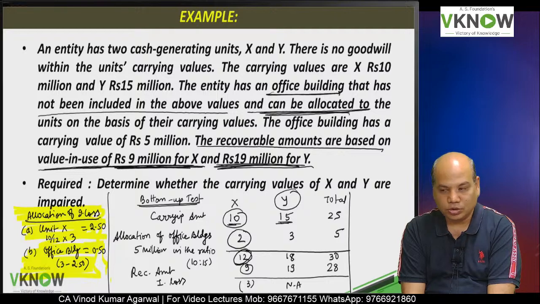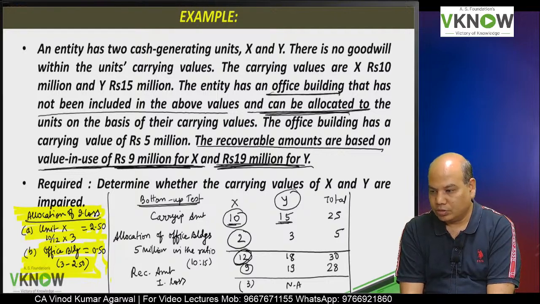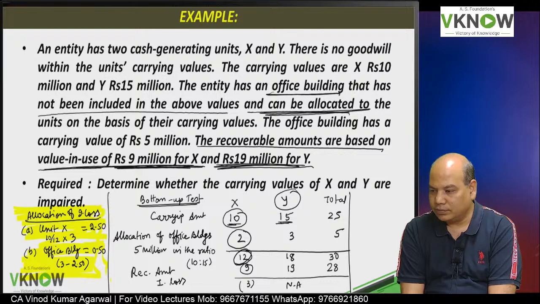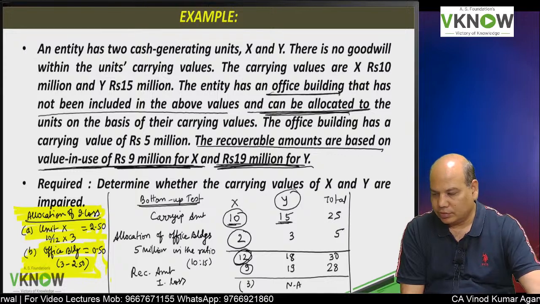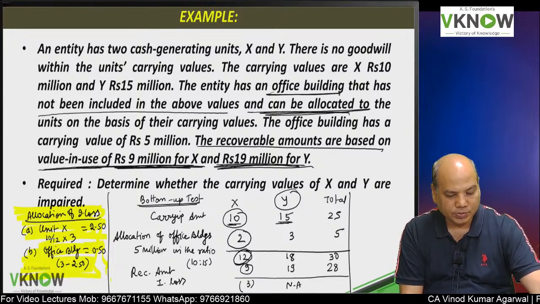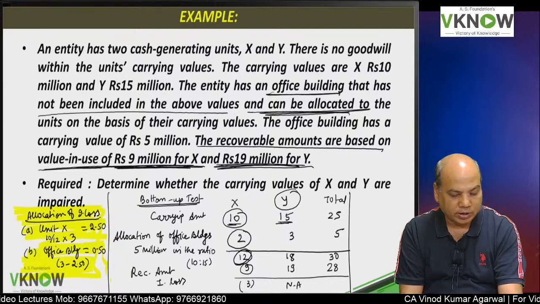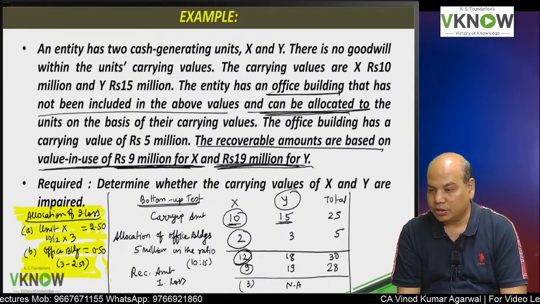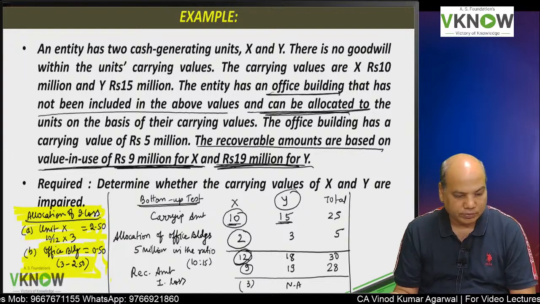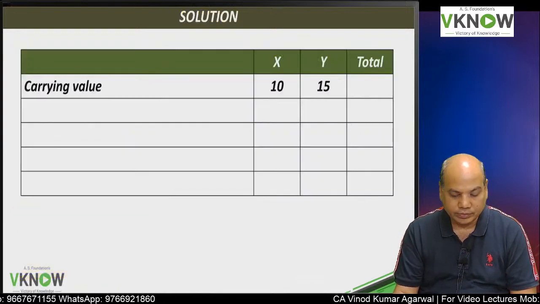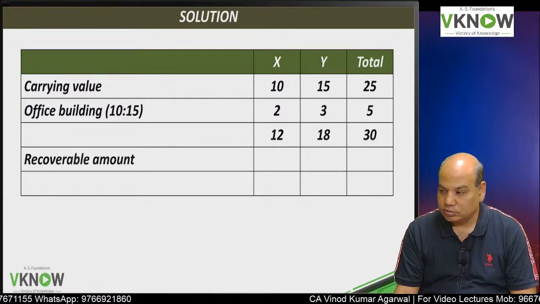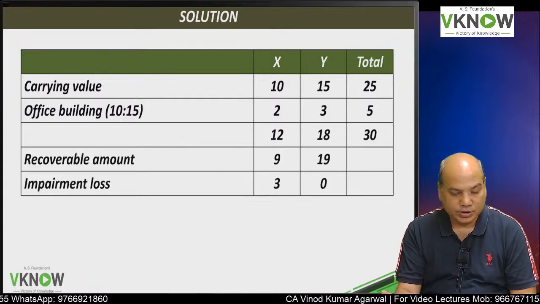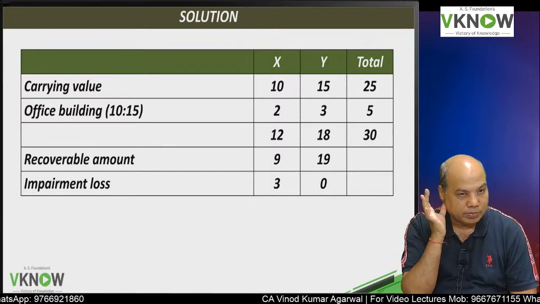Have you noted the allocation of impairment loss? Unit X, 10 by 12, into 3, is 2.50. Unit X 2.50, balance office building. Office building will be 3 minus 2.50, that is 0.50. So that was the answer. The answer is printed in the book, up to this it is printed. Remaining you have to write below the allocation.